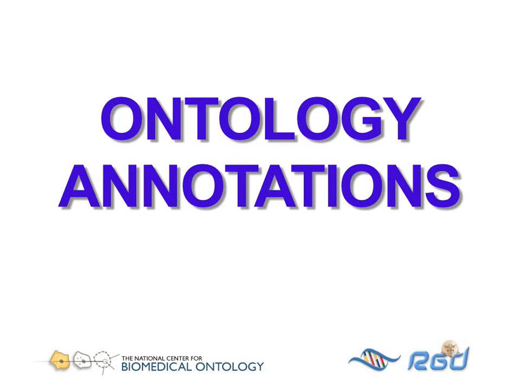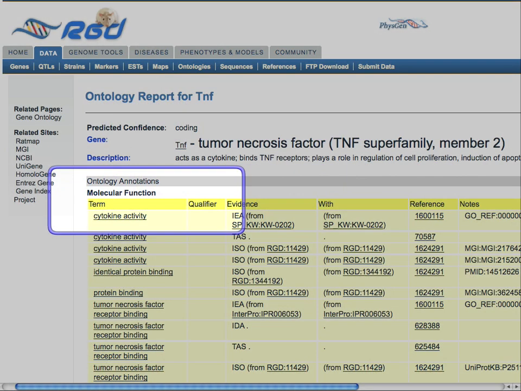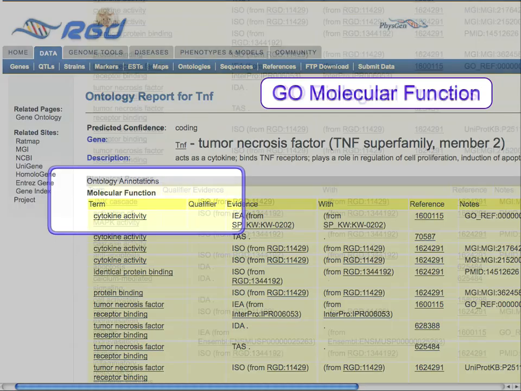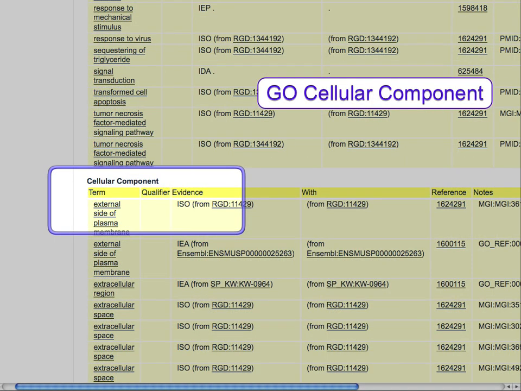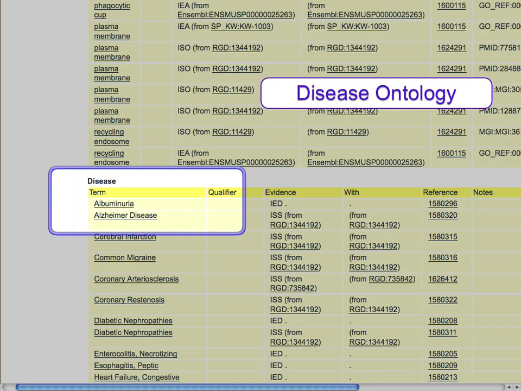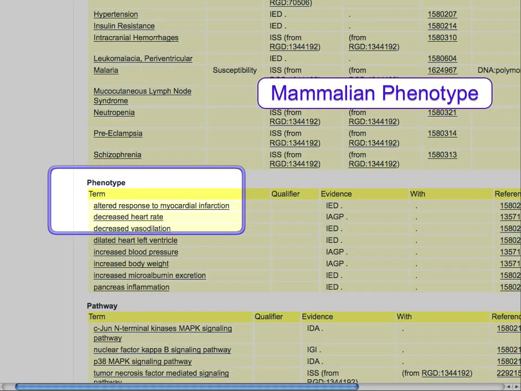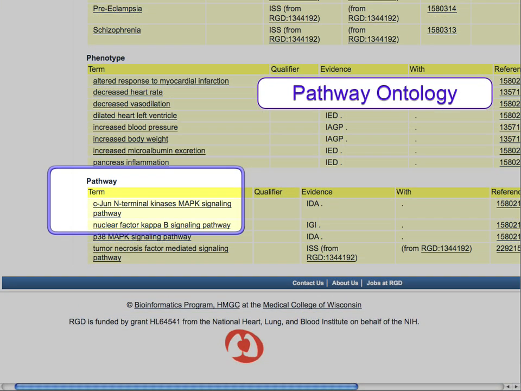Ontology annotations provide a summary of what is known about a gene or gene product. For example, examining the gene ontology annotations attached to a gene will give you information about what its function is, what biological processes it's involved in, and where it resides in the cell. In addition, the Rat Genome Database provides annotations that tell you what diseases and phenotypes a gene is associated with and what pathways it participates in.